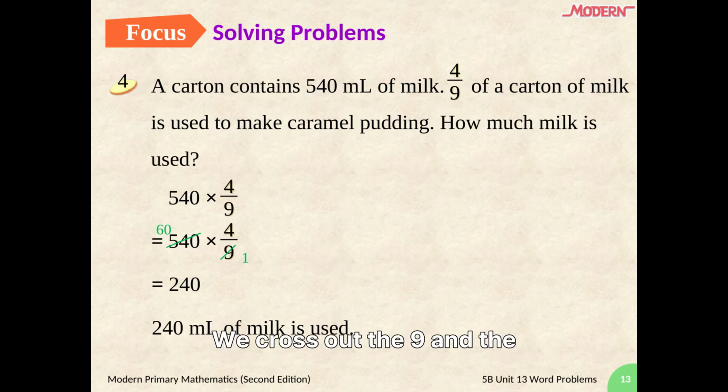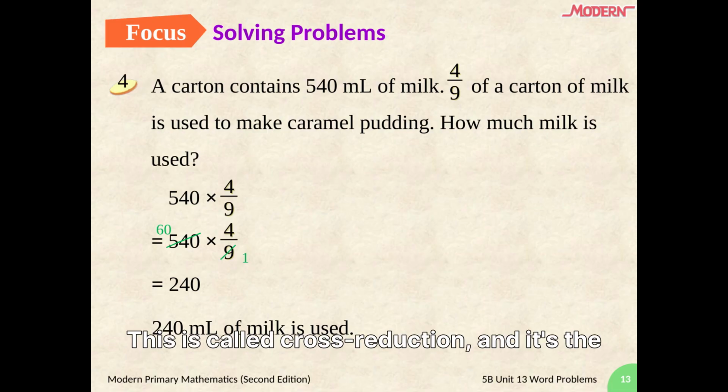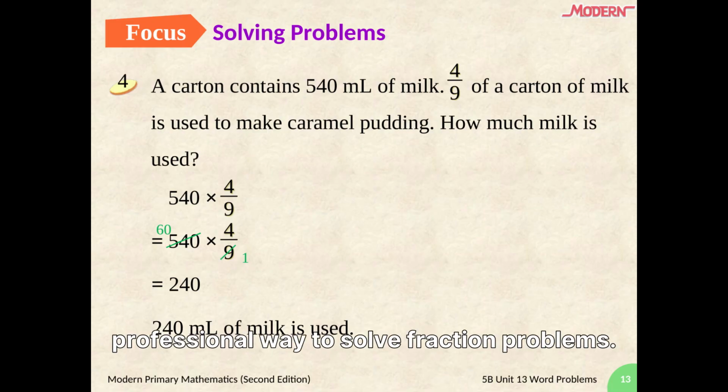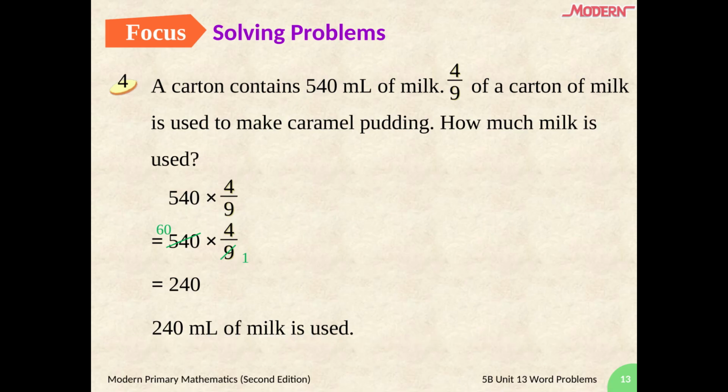We cross out the 9 and the 540, replacing them with 1 and 60. Now, the problem is just 60 times 4, which is 240. This is called cross reduction, and it's the professional way to solve fraction problems. It keeps your numbers small and your accuracy high.